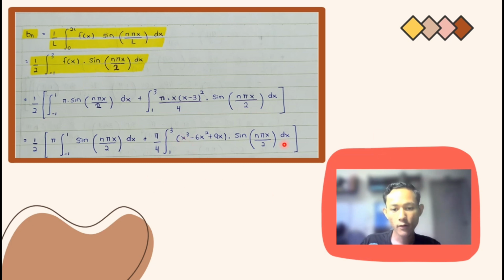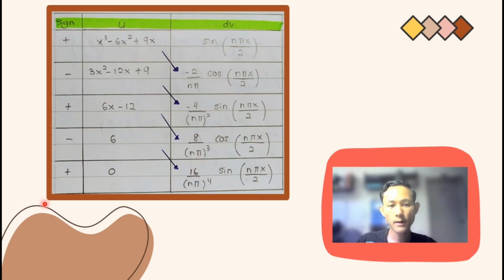For this integration, we will use integration by parts with the table. So the signs are positive, negative, positive, negative, positive. This table has 4 steps: 1, 2, 3, 4. This column is for differentiation and this column is for integration. So we differentiate x cubed minus 6x squared plus 9x until 0, and for integration until the same row as the differentiation.